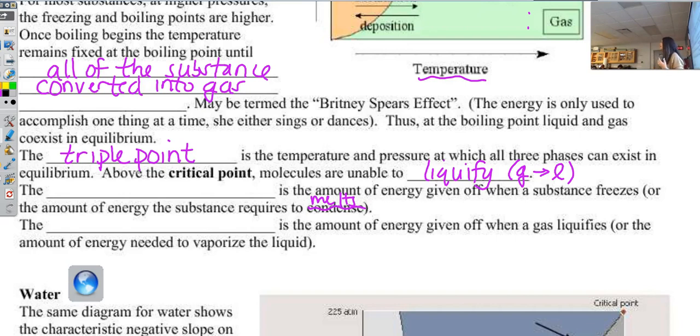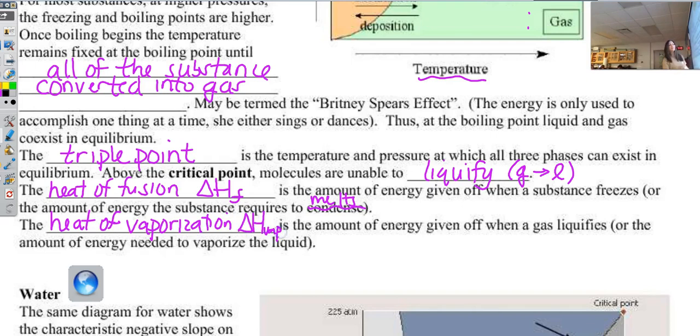Okay, what do we call that? It's called the heat of something. Perfect. The heat of fusion. The heat of fusion, which is delta H_F, is the amount of energy given off when a substance freezes or melts. So what do we call it if it liquefies, if it condenses, or if it freezes? What is that delta H? It's called the heat of, good, heat of vaporization. The heat of vaporization, which is written as delta H_vap. Perfect. So our delta H_vap is going to be when it liquefies.